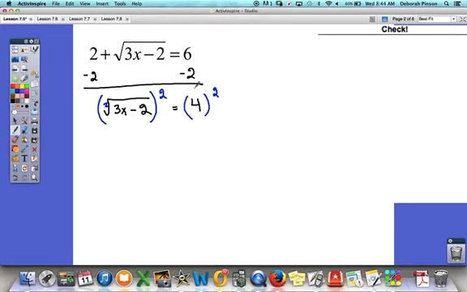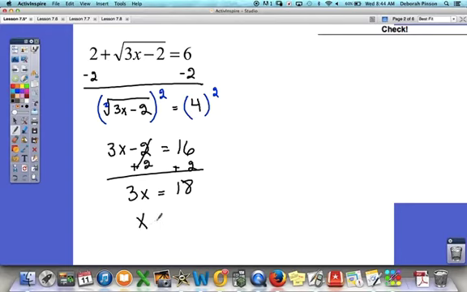Now I can do that if I balance on the other side. So I'll have 3x minus 2 equals 16. And then I'll go through and solve like I normally would here. So add 2. 3x equals 18. X is 6 when I divide by the 3. All right, so I have my answer.